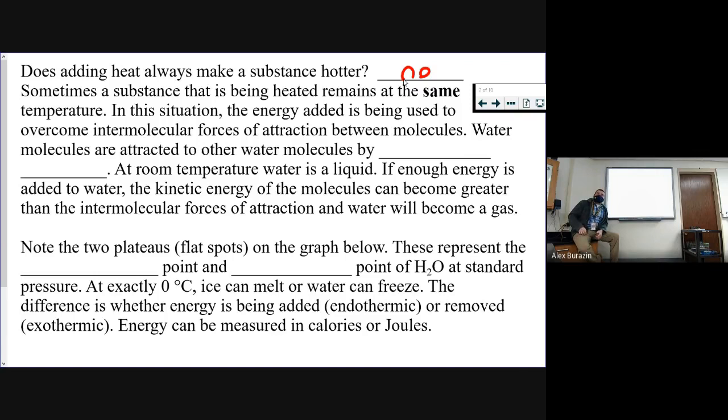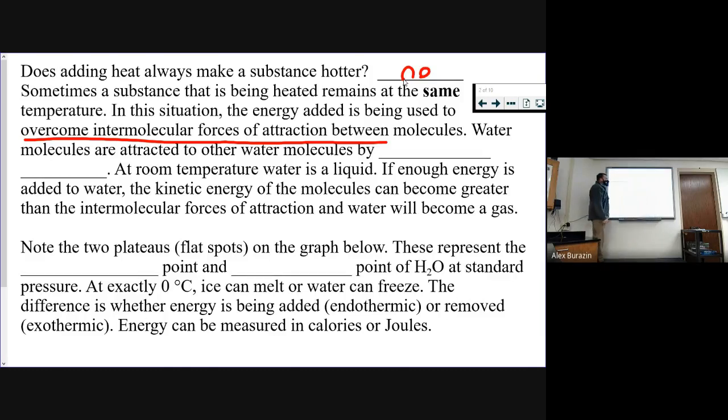The temperature of pure substances, meaning pure solid phase, pure liquid phase, pure gas phase, can change when heat is either added or removed. But during a phase change, you add more energy, but the energy doesn't change the temperature. Okay, sounds very weird, but let's talk about that. So sometimes a substance that is being heated remains at the same temperature. In this situation, the energy added is being used to overcome intermolecular forces of attraction between the molecules.